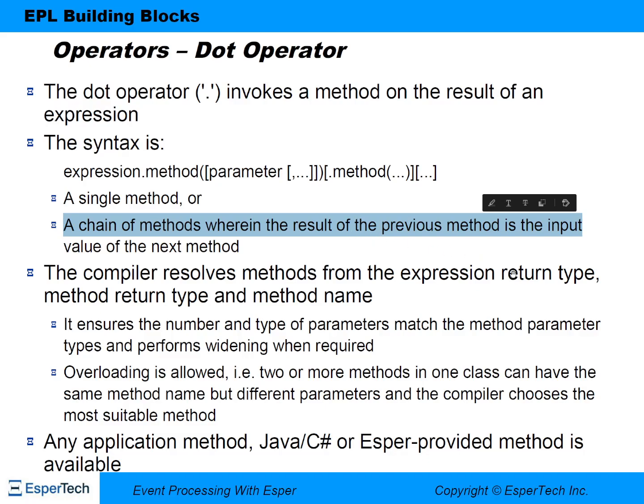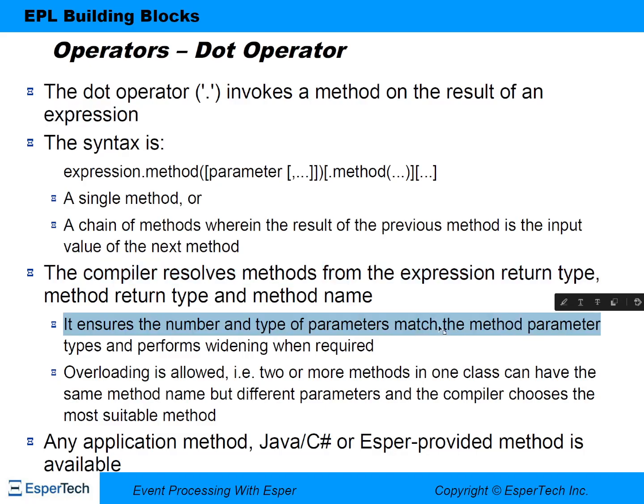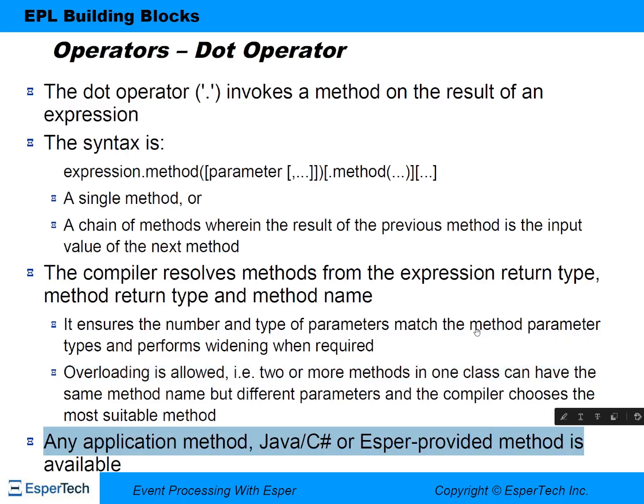The compiler resolves methods from the expression return type, method return type and method name. The compiler ensures the number and type of parameters match the method parameter types and performs widening when required. Overloading is allowed, i.e. two or more methods in one class can have the same method name but different parameters, and the compiler chooses the most suitable method. Any application method, Java/C# or Esper provided method is available.